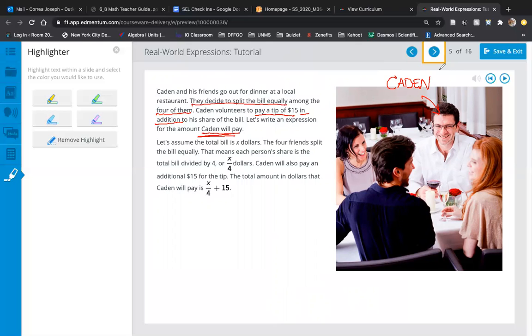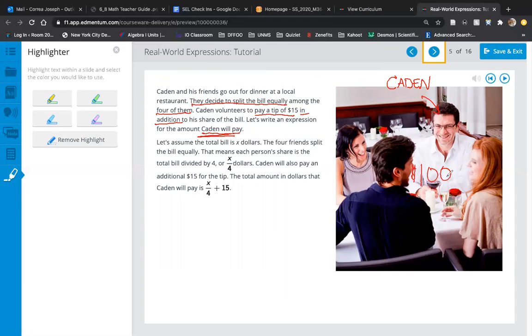Pick an example to use, right? So let's say this is the restaurant. I'm gonna pick an easy number, right? Let's say that the bill for all the food together came out to $100, right? So first, let me try to figure out how much he's gonna have to pay, and then I can try to simplify that and use a variable, right?